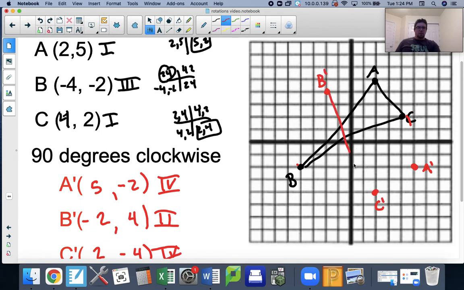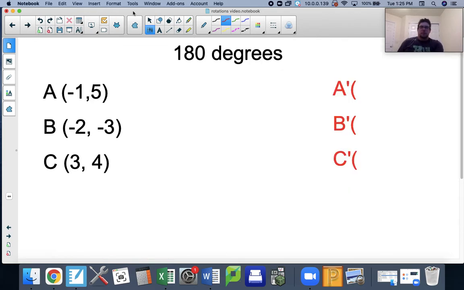Label our points with our prime notation. So all 6 points should have letters. And we're done. Let's do one last problem, but let's not graph a single point.